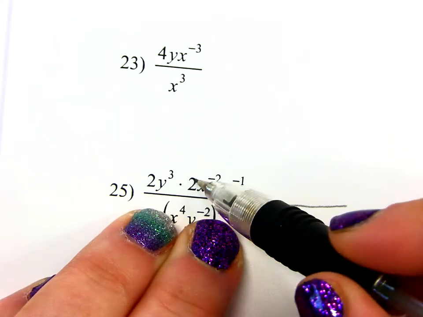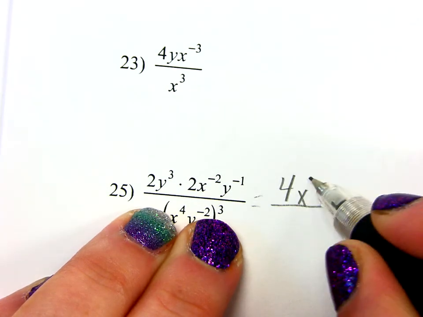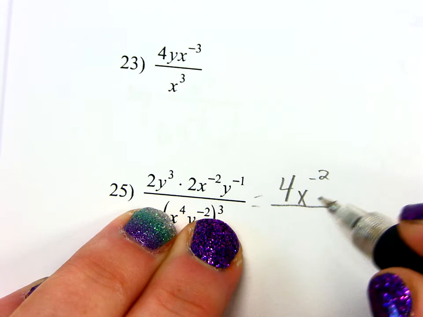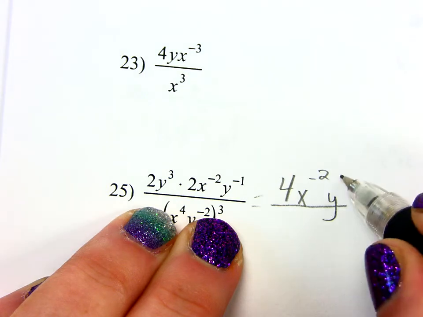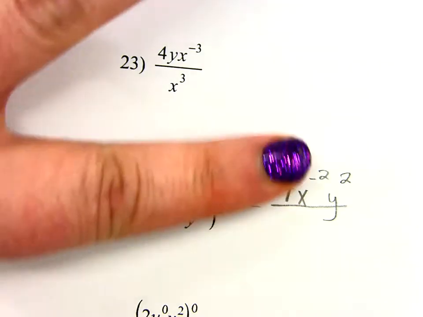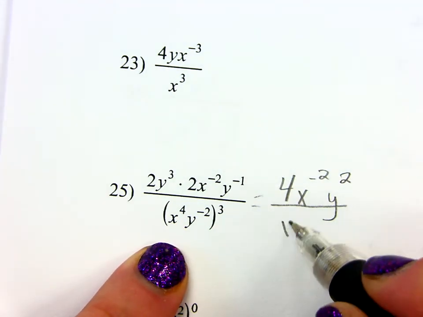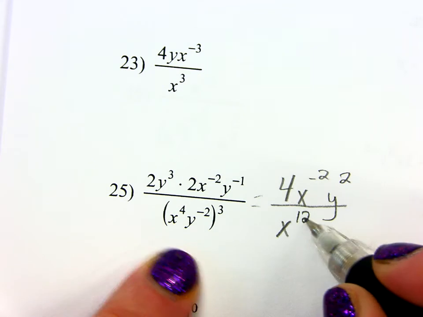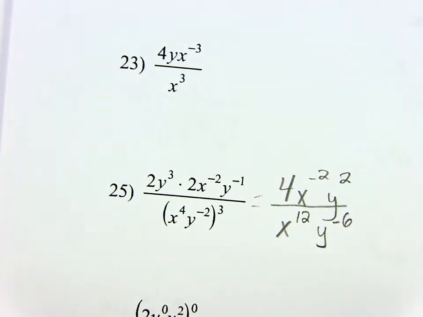The numerator, I'd get 4, right? 2 times 2 is 4. Let's just leave it as x to the negative 2 for right now, but then it would be y to the what? 2. To the positive 2, right? Okay, in my denominator, now ignore the numerator. Just look at the denominator. That would be x to the 12th, y to the negative 6, right. So now I'm going to figure out what happens to each piece.